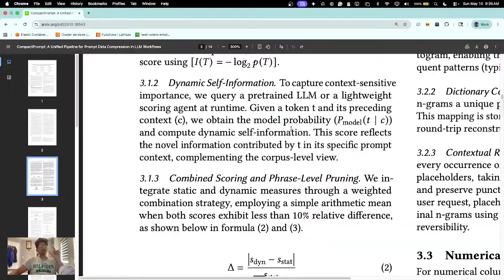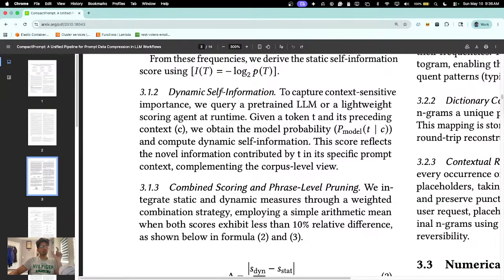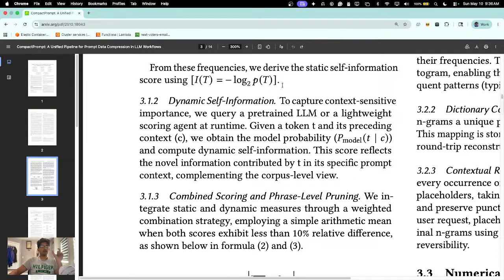But you're going to take that model probability, plug it into this formula, and you're going to get your dynamic self-information score. In this case, you're still finding how rare this token is, right? And the more rare it is, obviously the more informative it is. However, now you're integrating a context-aware solution because you're using an LLM which has self-attention layers that are able to capture context.